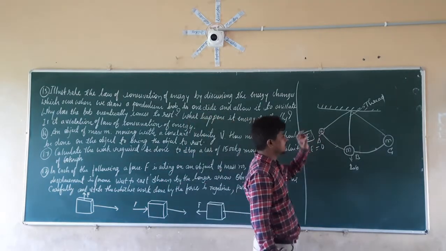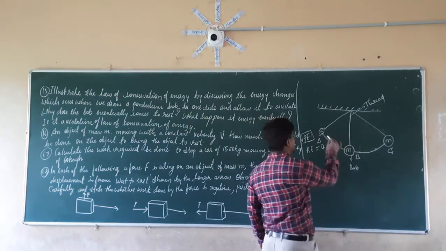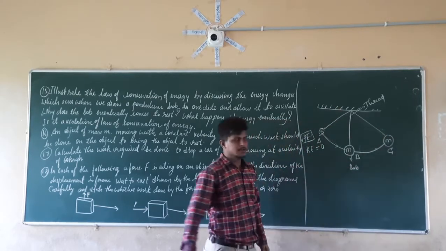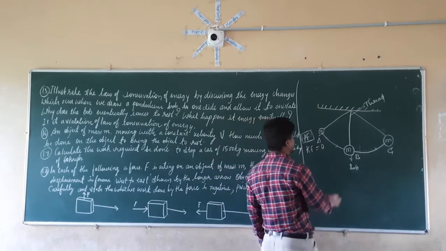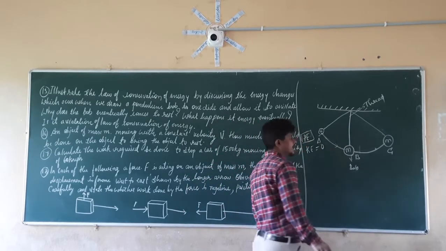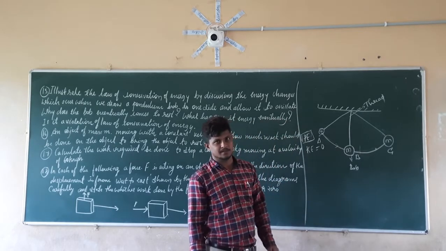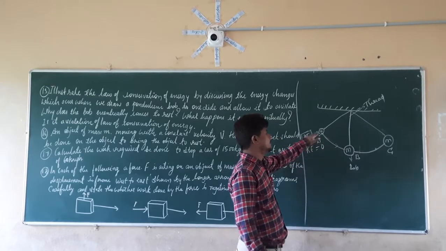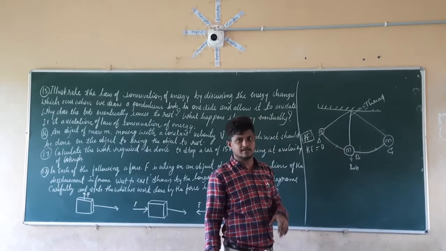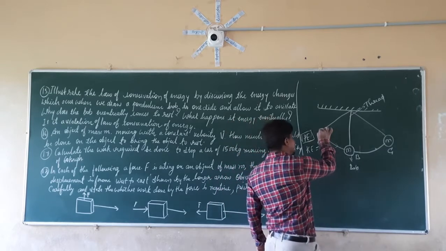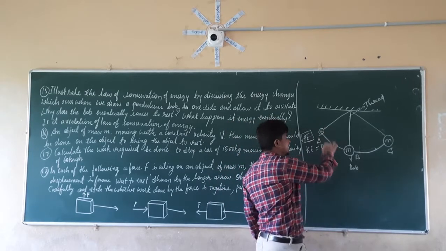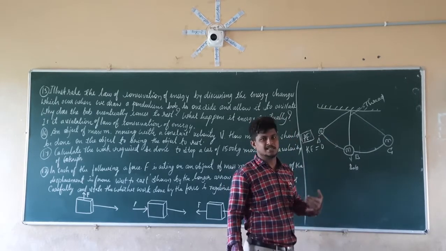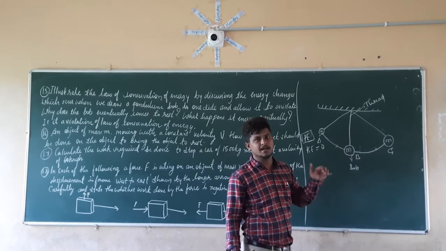When we leave that bob, what is it going to do? It starts to oscillate like this. When it starts to move from this point, it is going to gain some kinetic energy. Where is that kinetic energy coming from? It is coming from the potential energy. So the potential energy is getting converted into kinetic energy: the amount of loss of potential energy is converted into the amount of gain of kinetic energy.